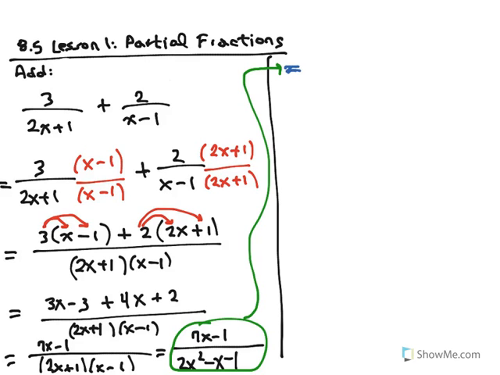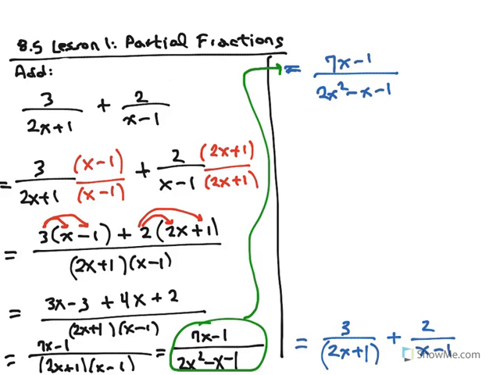For example, you would start with 7x minus 1 over 2x squared minus x minus 1. And in partial fraction decomposition, your objective is to end up with 3 over 2x plus 1 plus 2 over x minus 1. How do we do that? That's a part of our lesson for today, and that part of our lesson is actually pre-calculus rather than calculus. It is called partial fraction decomposition.